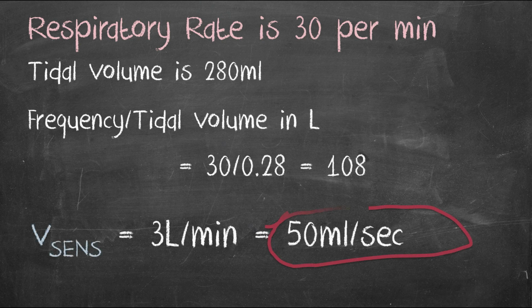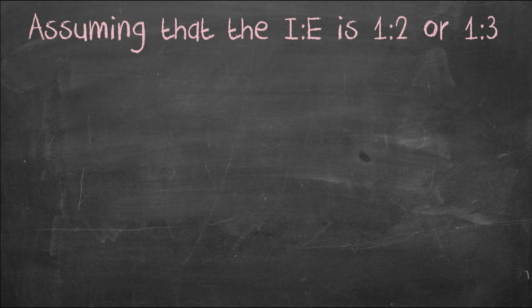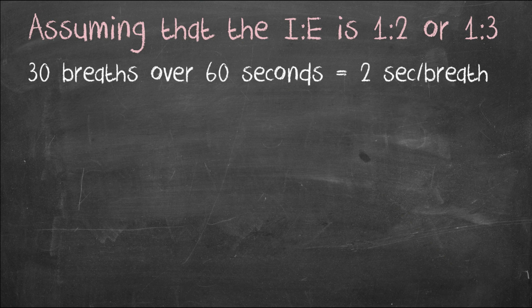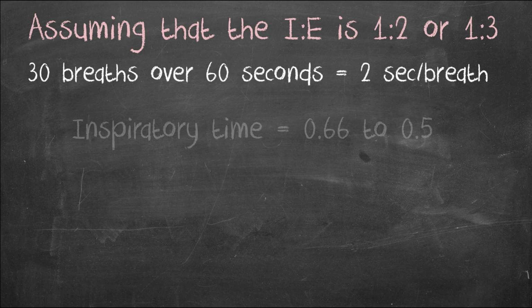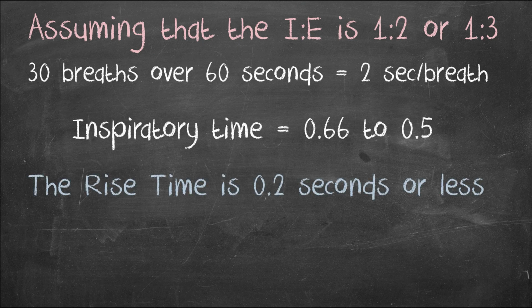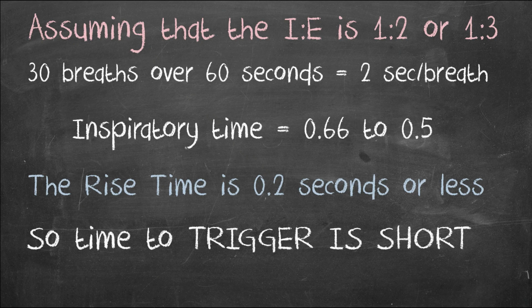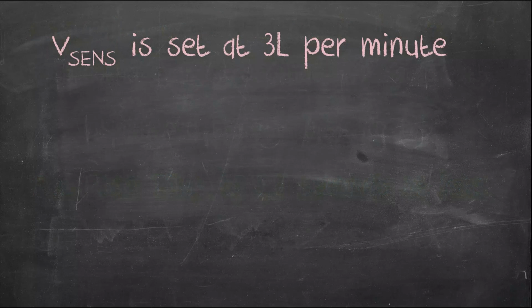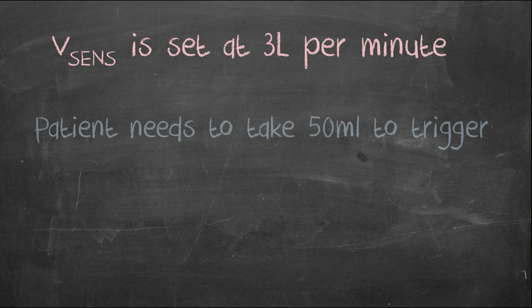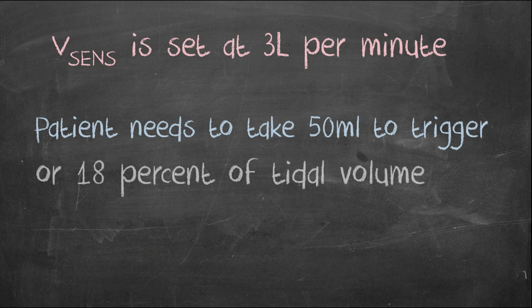The Vsens at 3 liters per minute is 50 mils per second. Assuming that the I:E ratio is 1 to 2 or 1 to 3, 30 breaths over 60 seconds is 2 seconds per breath. The inspiratory time is 0.66 to 0.5. As the rise time has to be 0.2 seconds or less, the time to trigger is very short. If the Vsens is set at 3 liters per minute, the patient needs to take 50 mils to trigger, or 18% of tidal volume.